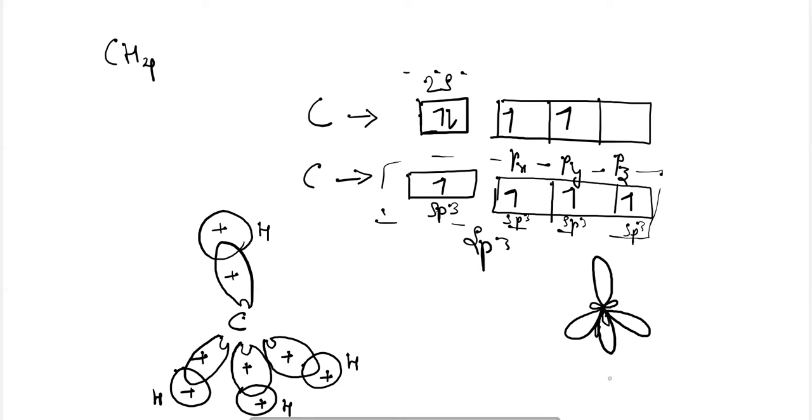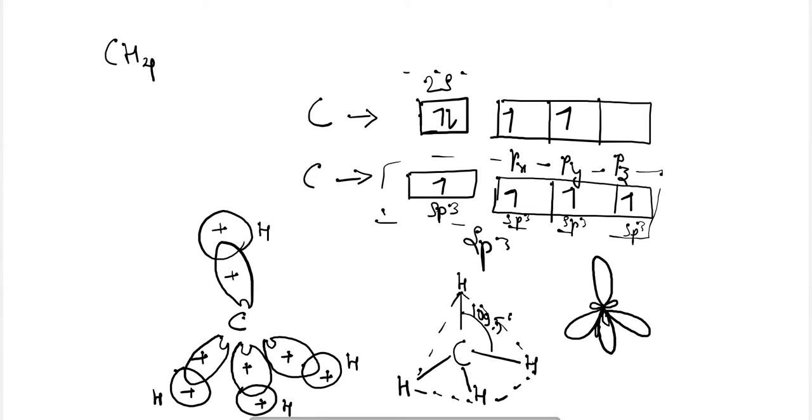Okay, and the shape for the CH4 will be something like this: C, H, H, H, and one H will be here at the above. The bond angle will be 109.5 degrees, and we will see that all the hydrogen atoms are attached to each other like this. So this is the shape for the CH4.